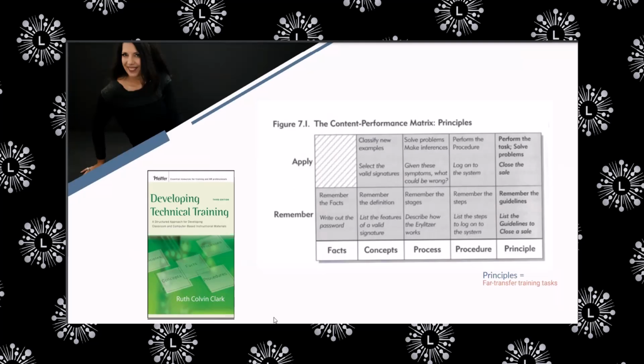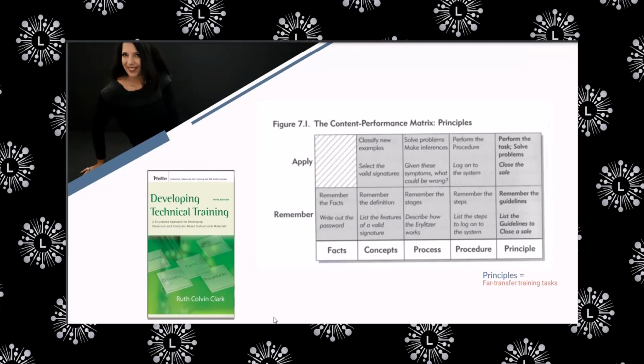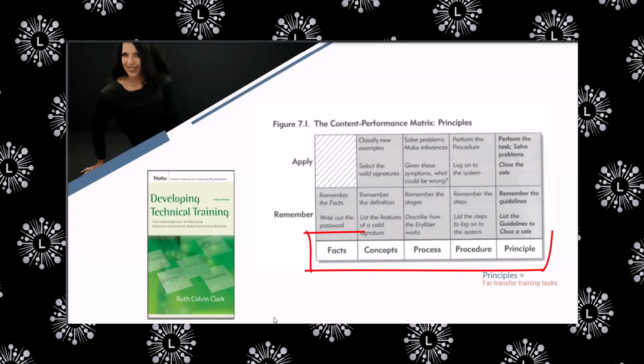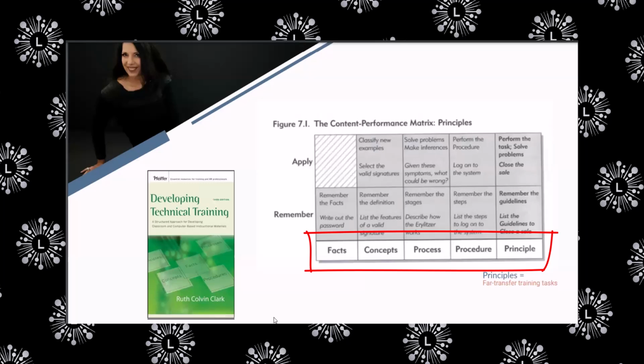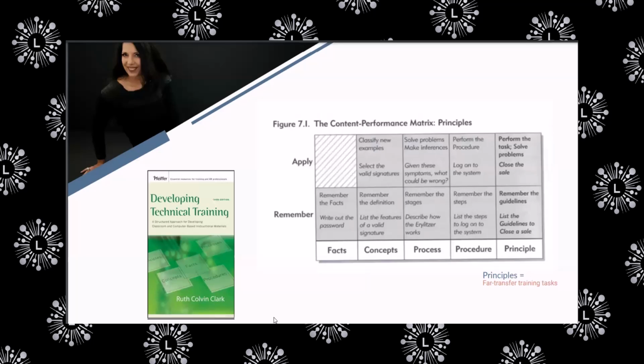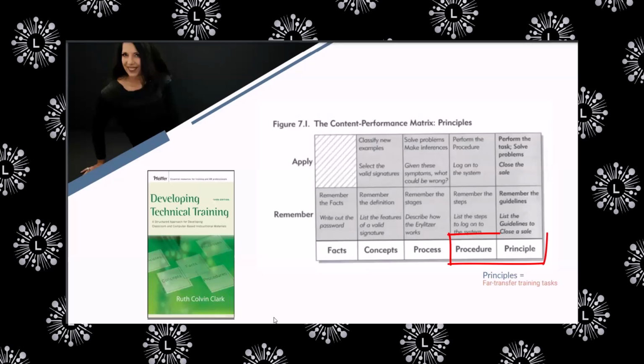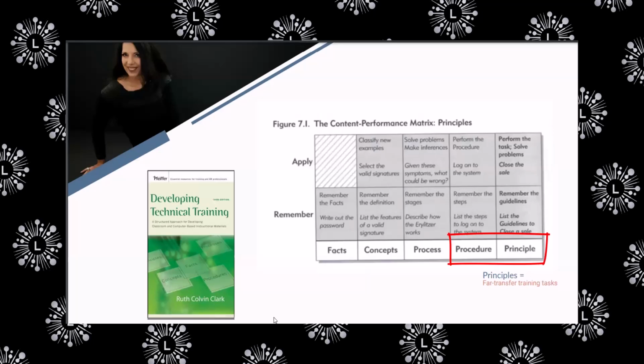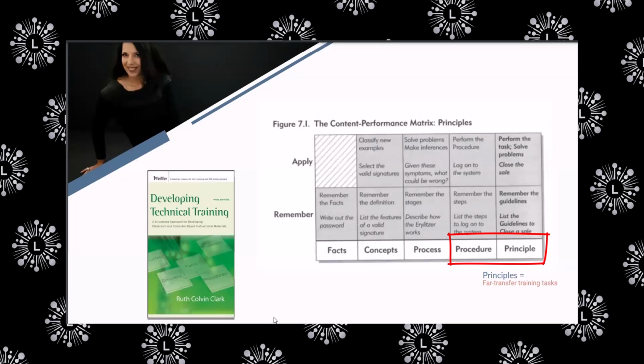So we're kind of jumping into this at the end. In the book, Developing Technical Training, Ruth presents several different content types, and you can see that along your x-axis there. They are facts, concepts, procedures, and principles. And the two pieces that we're going to be contrasting today are the two different task types, and those are what you see at the far end of the matrix. So procedures are one type of task, and principles are another type of task.